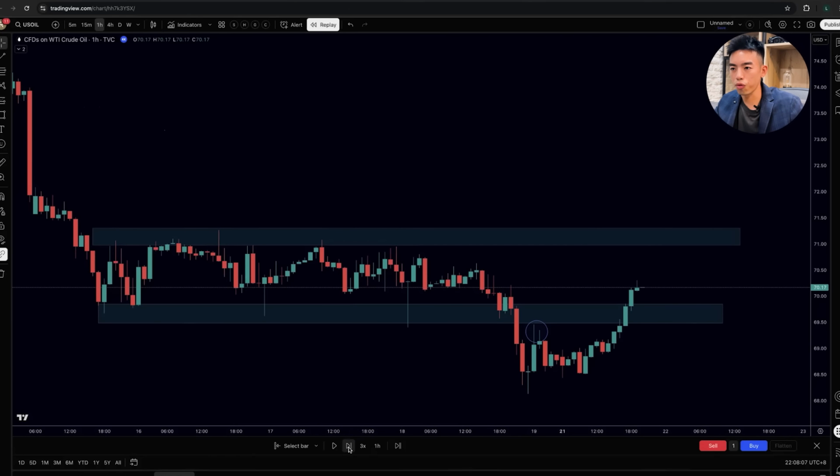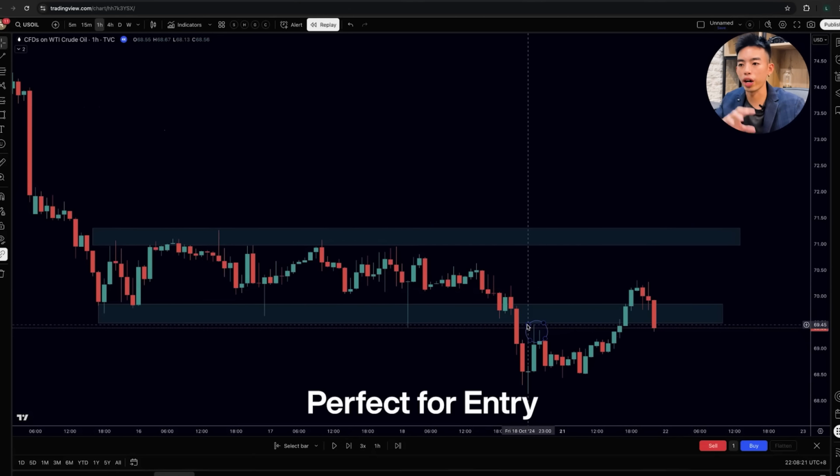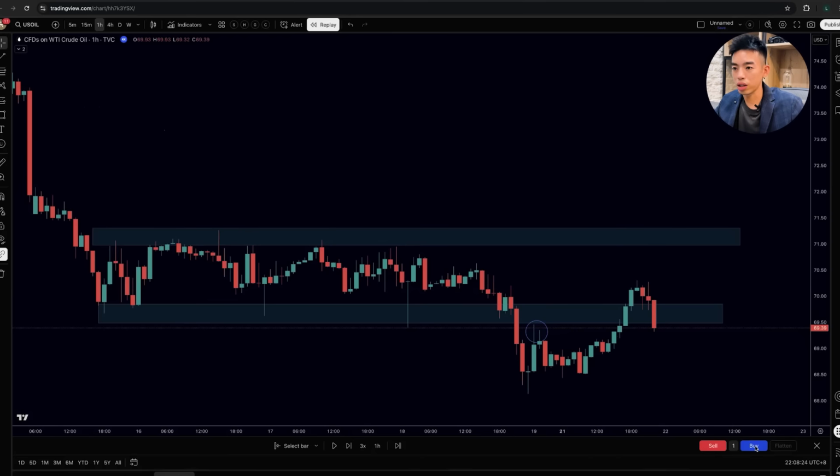Let's just look for a pullback into that area so that we can look for the buys. We see a hole in the market and we see a move down. This move down into this area is pip perfect for an entry. We'll look for a buy right here and our profit marker will look something like this.